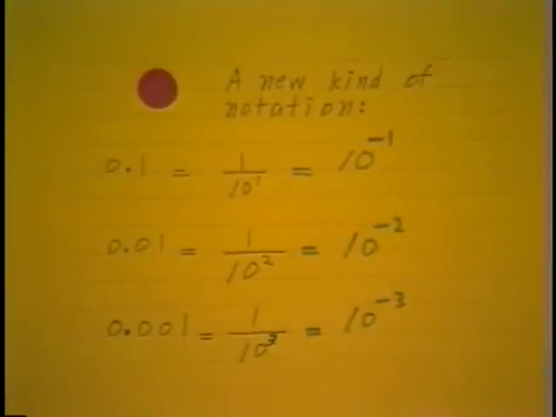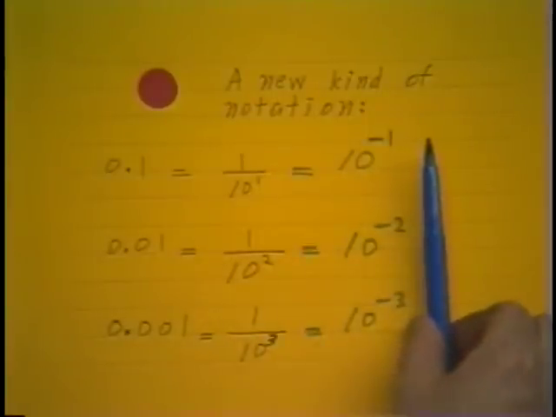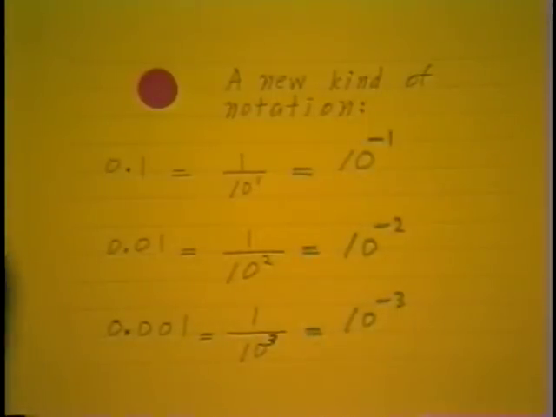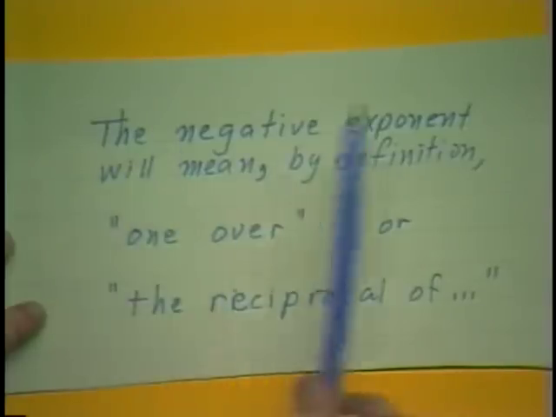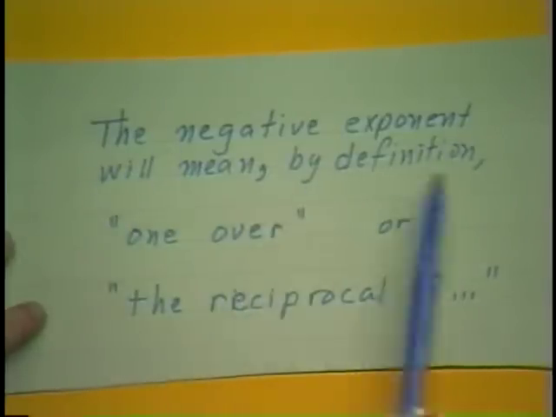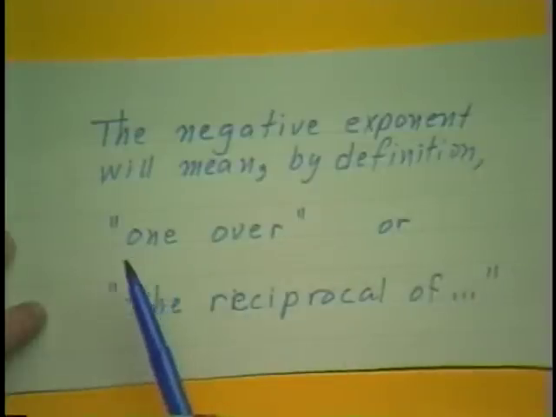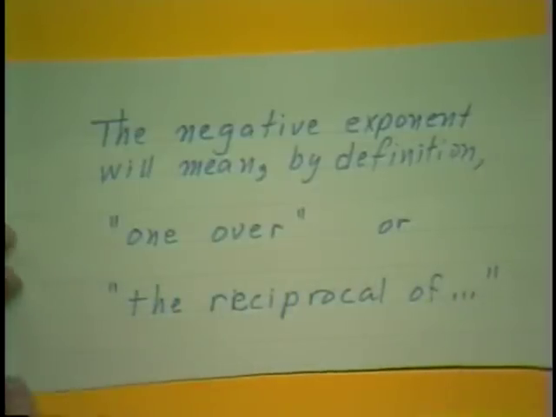This is simply an agreement to notation. Don't look for the logic or the rationale. It's simply an agreement we're making that's going to make a very nice system in a few moments. So in short, the negative exponent will mean by definition simply the phrase 1 over, or the reciprocal of. We'll recall that as we go on in this lesson.